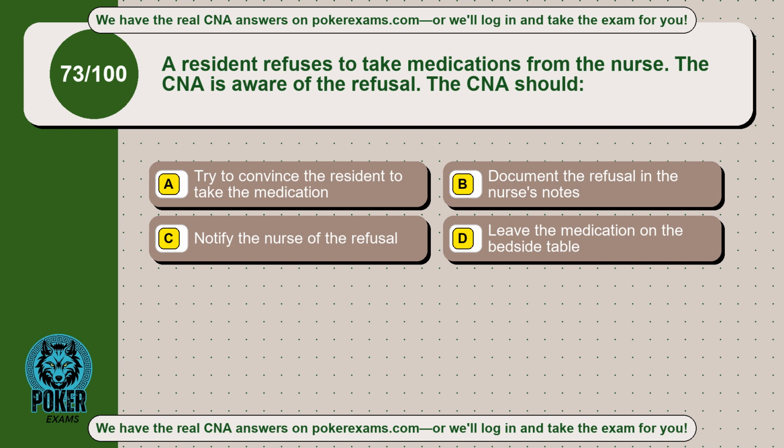Question 73. A resident refuses to take medications from the nurse. The CNA is aware of the refusal. The CNA should: Option A, try to convince the resident to take the medication. Option B, document the refusal in the nurse's notes. Option C, notify the nurse of the refusal. Option D, leave the medication on the bedside table.